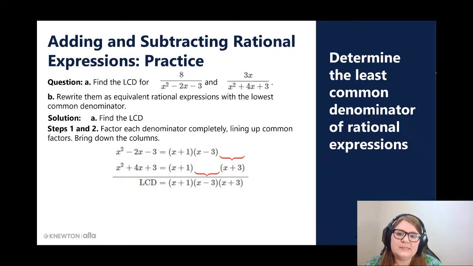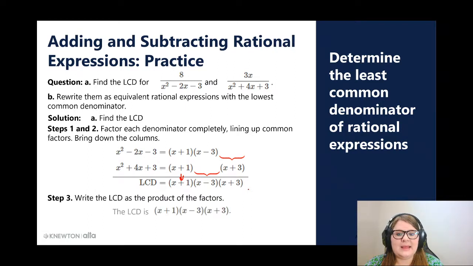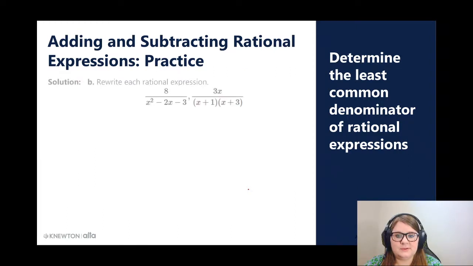Now notice that we've written this vertically so we can see what aligns. Because x plus 1, for example, gets repeated, but we only carry it down once. Then x minus 3 is a unique factor, so we carry that one down. And x plus 3 is also a unique factor, so we carry that one down. So now we can see that our lowest common denominator is x plus 1 times x minus 3 times x plus 3. We can write that out as the product of the three factors.